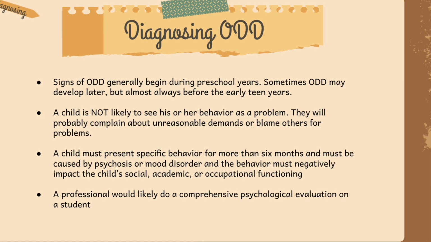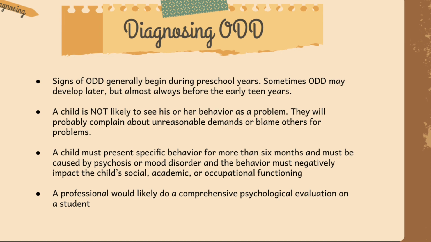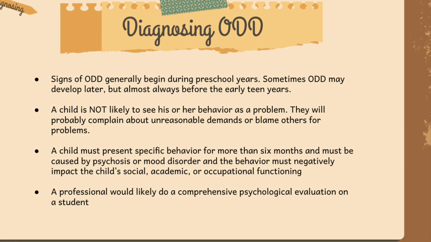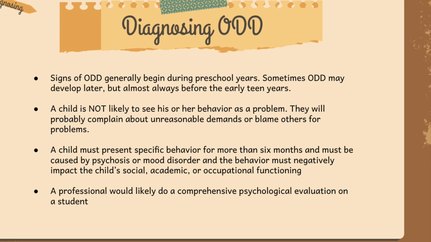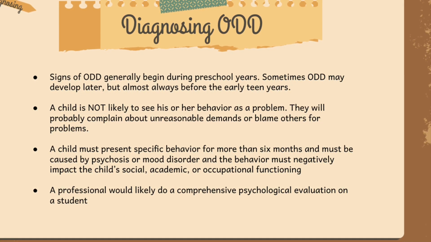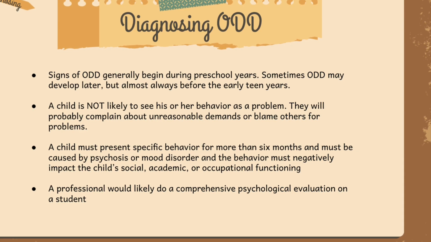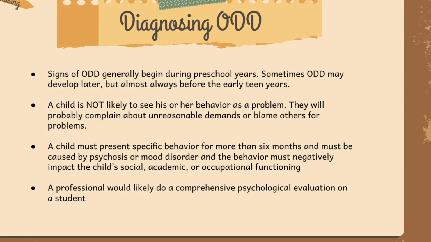A child must present specific behavior for more than 6 months, it must not be caused by psychosis or a mood disorder, and the behavior must negatively impact the child's social, academic, or occupational functioning. A professional would likely do a comprehensive psychological evaluation on the student.